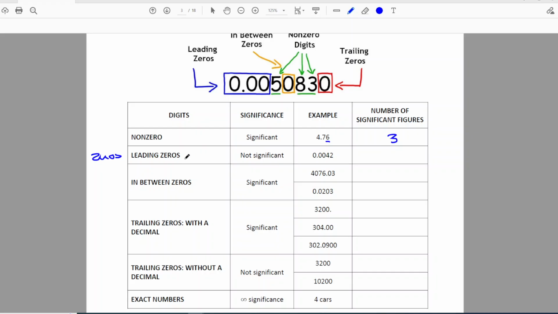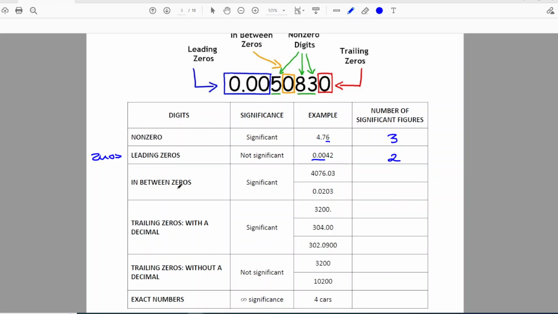So let's start with our leading zeros, because they're easy, because they're never significant. We kind of treat them as placeholders. If anybody's done any work with scientific notation, you'll know that we never write these in our numbers, so they are not significant. In other words, these zeros don't count, but these non-zero digits do count. So this would be 2 significant figures.